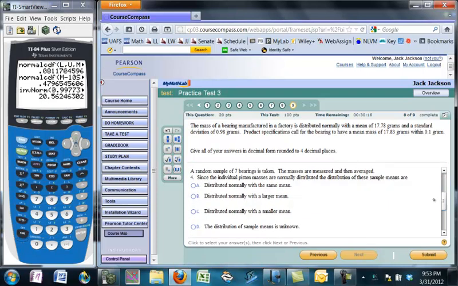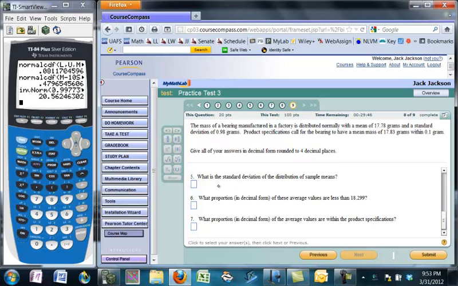Okay, a random sample of 17 bearings is taken. The masses are measured and then averaged. Since the individual piston masses are normally distributed, the distribution of these sample means are normally distributed with the same mean, but smaller standard deviation. So distributed normally with the same mean. Good.